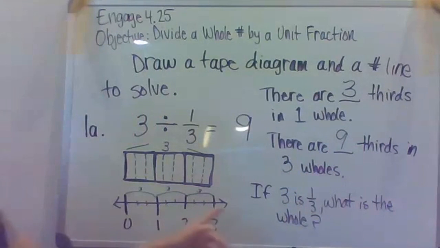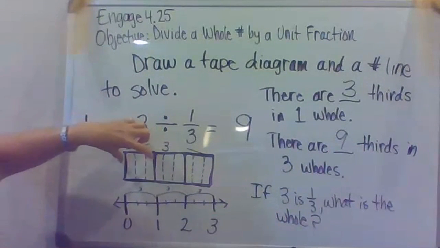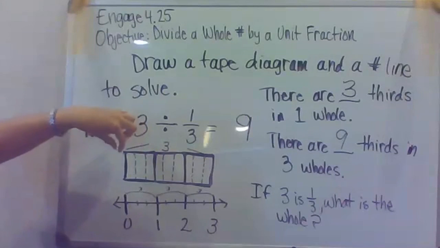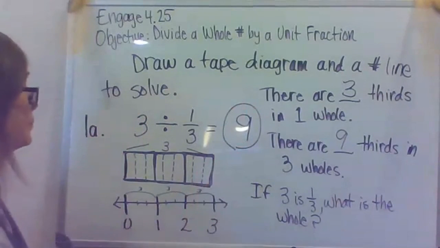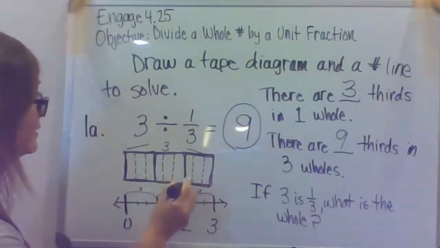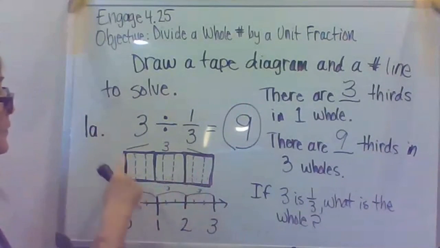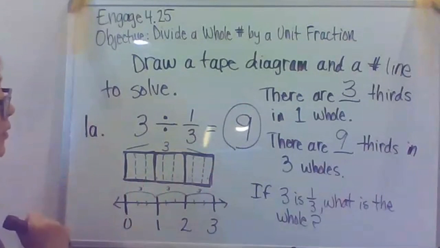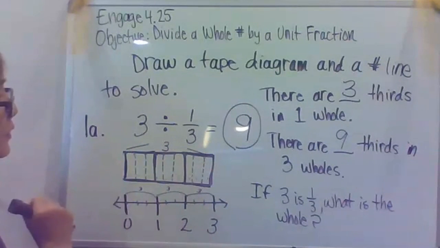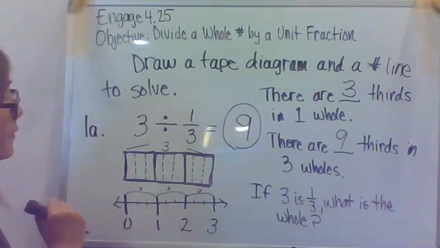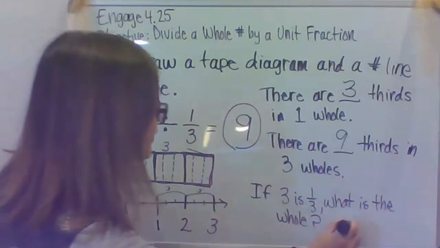And so now they're basically asking, if 3 is 1/3, what is the whole? So it's basically your final answer that you come up with here. 1, 2, 3, 4, 5, 6, 7, 8, 9. Okay, so if 3 is 1/3, what is the whole? The whole is our final answer of 9.